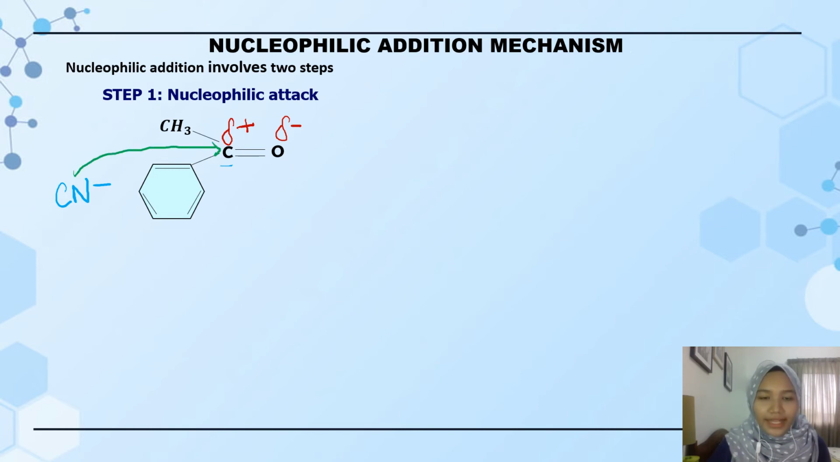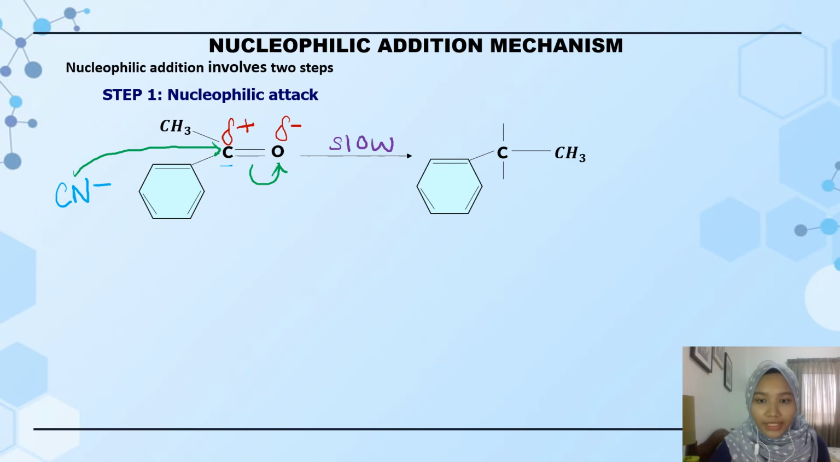Then the double bond over here is going to lose the electron and give it to the electronegative part. So basically, this is a slow reaction. So don't forget to write it, slow reaction. Then we're going to get the intermediate whereby CN is going to attach to the carbonyl carbon and also the oxygen will have a negative charge. Okay, we are done with step 1.